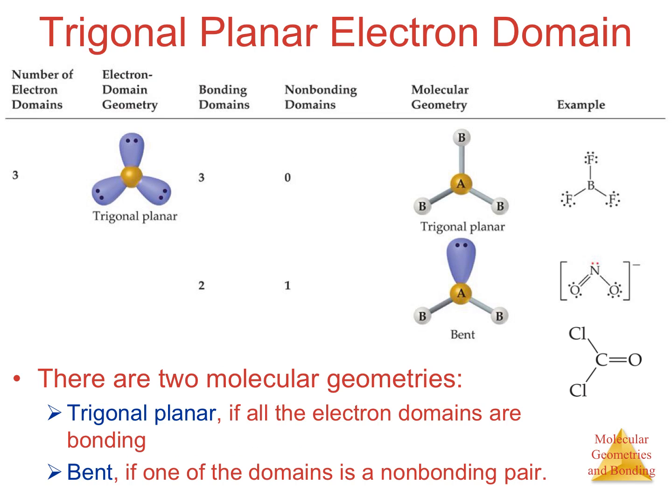Trigonal planar. If I have 3 total domains and all 3 of them have a bond, then my molecular geometry is trigonal planar. However, if I have 1 non-bonding, then what I visibly see is bent.